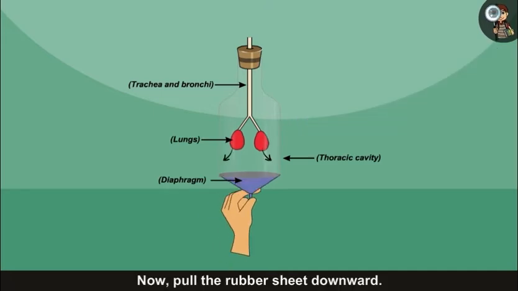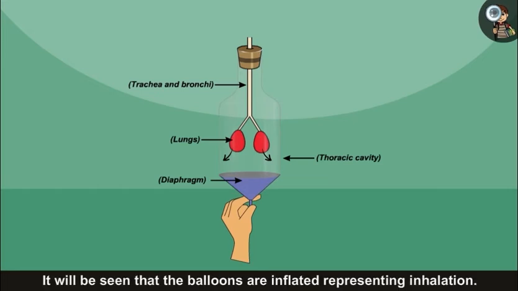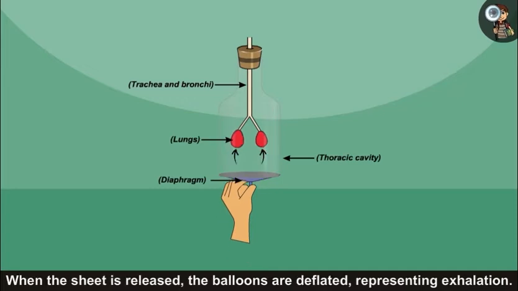Now pull the rubber sheet downward. It will be seen that the balloons are inflated, representing inhalation. When the sheet is released, the balloons are deflated, representing exhalation.